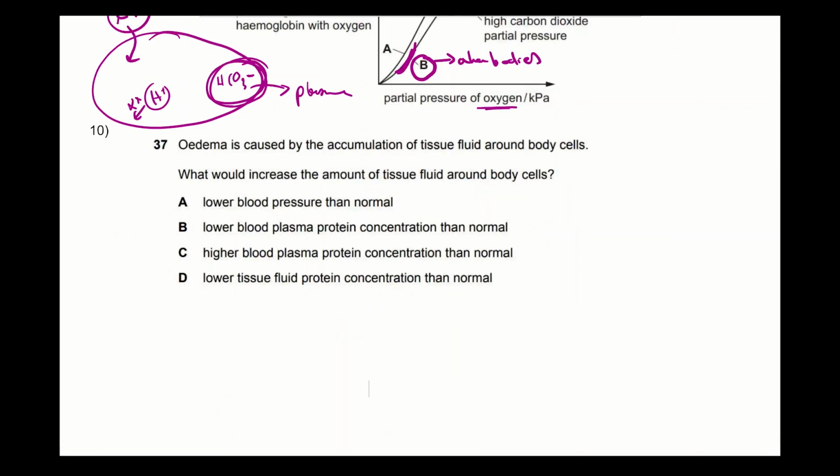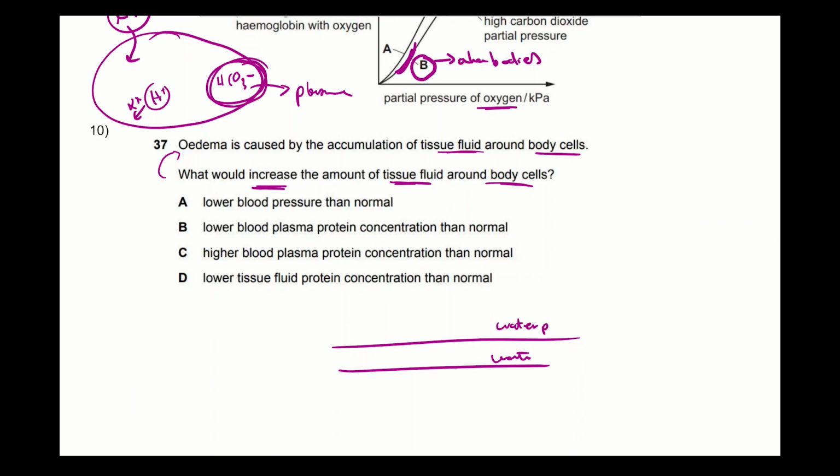Question number 10. Edema is caused by the accumulation of tissue fluid around body cells. What would increase the amount of tissue fluid around body cells, aka what would cause edema? Now, first of all, you must know that the amount of tissue fluid is determined by two things. First of all, the water potential. So let's assume this is a blood vessel. So the water potential inside and outside the blood vessel, and the osmotic balance.